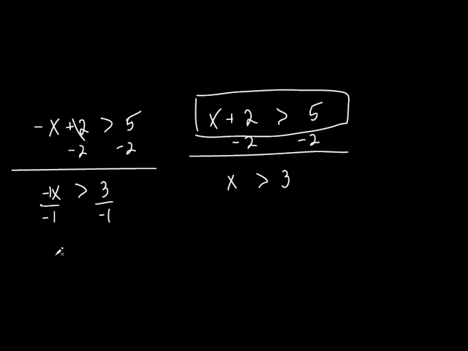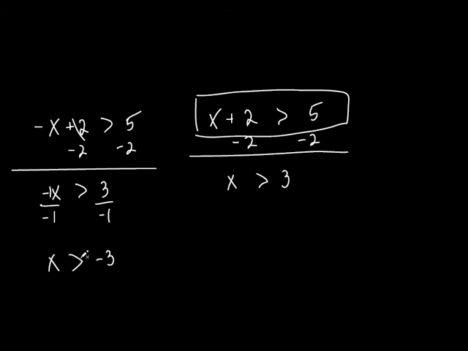So negative over negative is positive. I've got an x. 3 over negative 1 is what? Negative 3. Now watch, don't write this down because this is going to be wrong. I'm telling you right off the bat. Remember what I said over here? You work it just like if it was an equal sign. Well, over here, it's a little bit different. What if we just kept the sign the same?